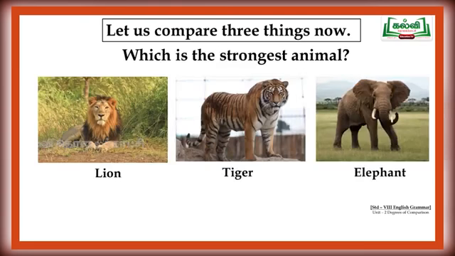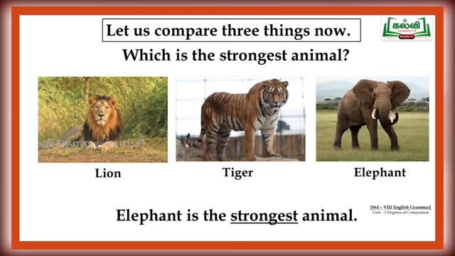Now look at this image. Here the question is, which is the strongest animal? So we are having lion, tiger and elephant. Which is the right one? Yes, elephant is the strongest animal. It weighs more, as well as it is stronger than the other two.